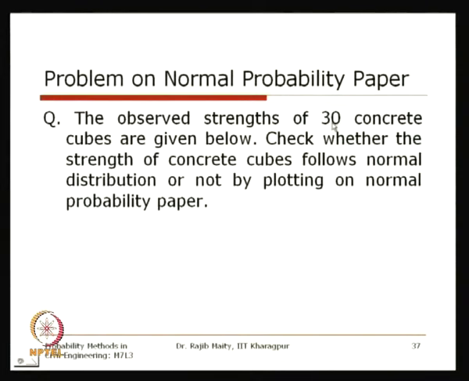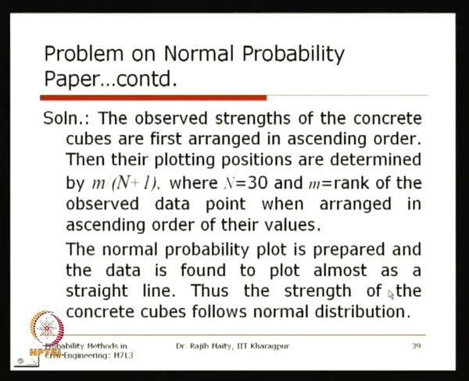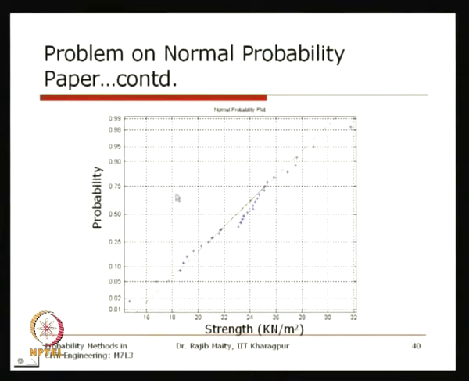The observed strength of 30 concrete cubes is given in this table. Check whether the strength of the concrete cube follows the normal distribution or not by plotting on the normal probability paper. These are the strengths of the 30 samples. Using the formula for the plotting position, we arrange them in ascending order, get their respective values, and then plot them here.